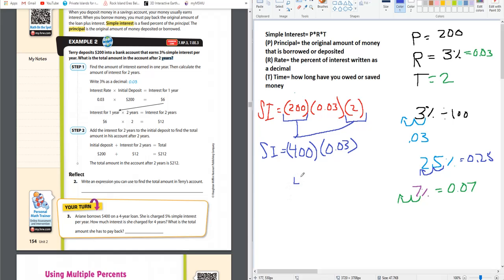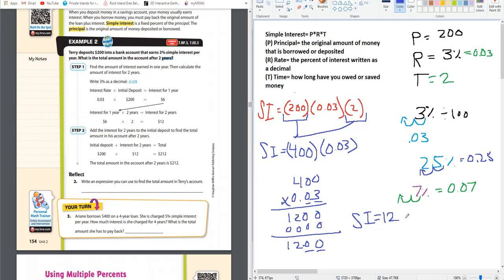And now I can do 400 multiplied by 0.03. 3 times 0 is 0, 3 times 0 is 0, 3 times 4 is 12, 0, 0 times 0 is 0, 0, 0. So I get 12. There are 2 decimals in the problem, so there are 2 decimals in the answer. So that means that my simple interest is equal to 12.